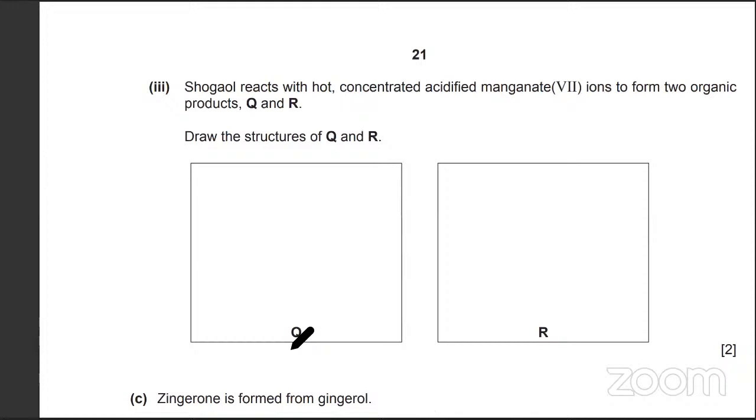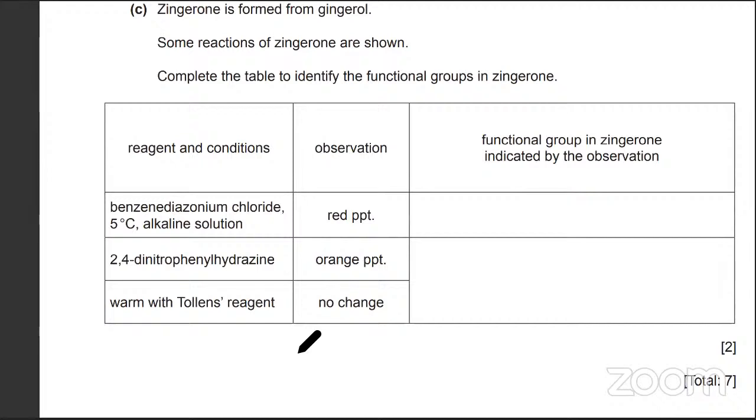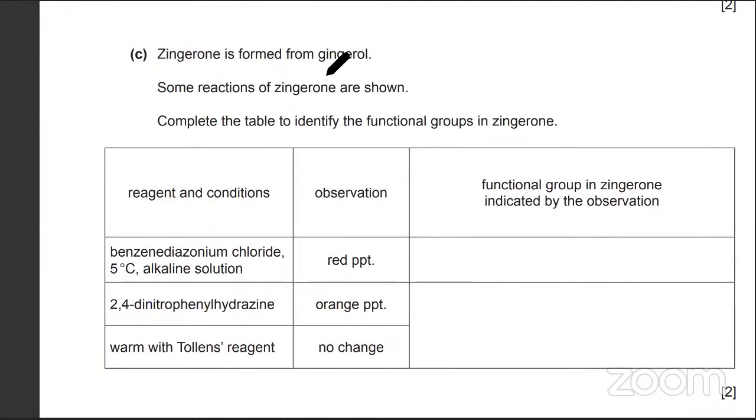Now, so that's Q and R, right? We just drew that. And now he's saying that it's, I mean, zingerone is something else. I don't know what that is. Some reactions of zingerone are shown. So it's something that is formed from gingerol, which was one of the two structures that were given above. So he's telling us three things: benzene diazonium chloride at 5 degrees centigrade, alkaline conditions, right? So this is the reagent and the conditions, and he's saying that a red precipitate is formed.